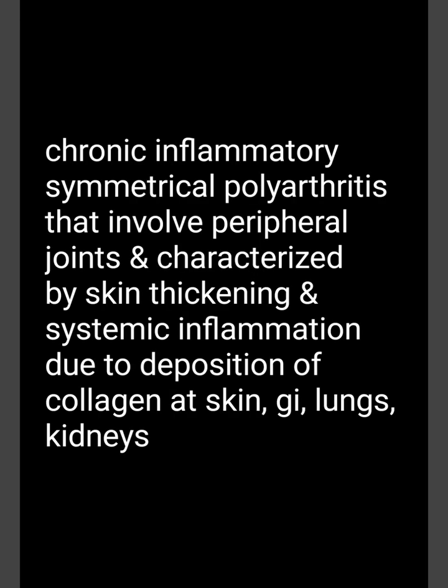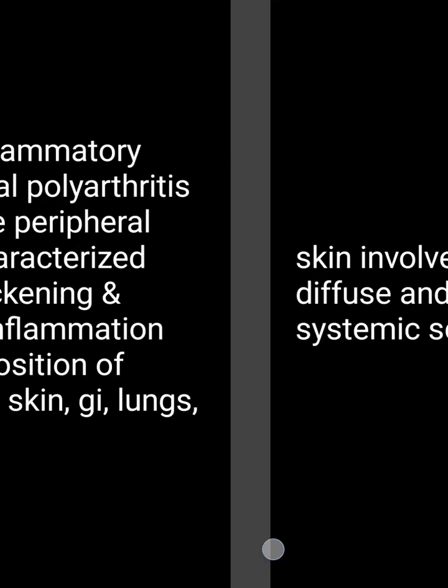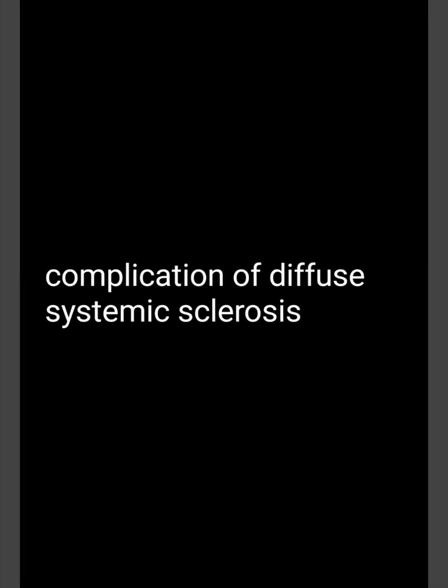Definition of systemic sclerosis. Chronic inflammatory symmetrical polyarthritis that involves peripheral joints and is characterized by skin thickening and systemic inflammation due to deposition of collagen at skin, GI, lungs, kidneys. Skin involvement in diffuse and limited systemic sclerosis. Diffuse, all parts of the body. Limited, distal to elbow and face.